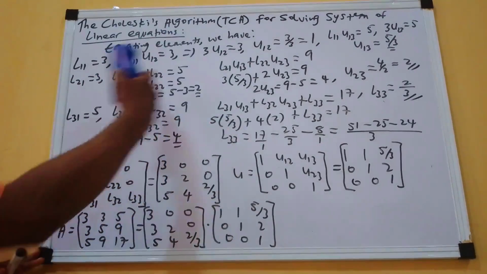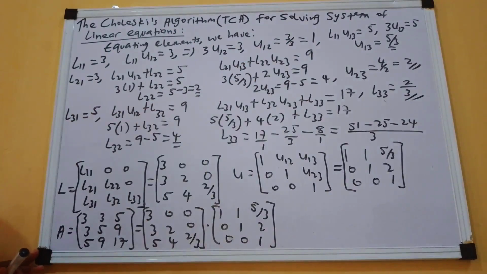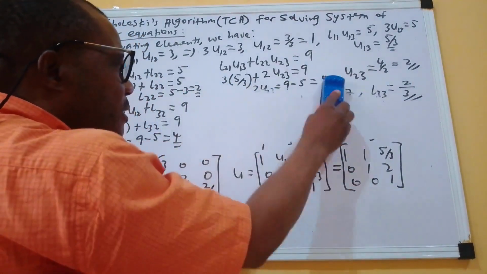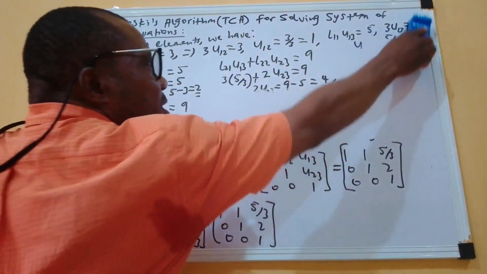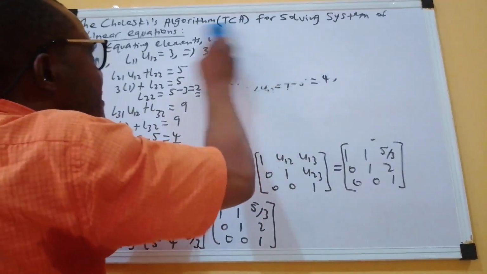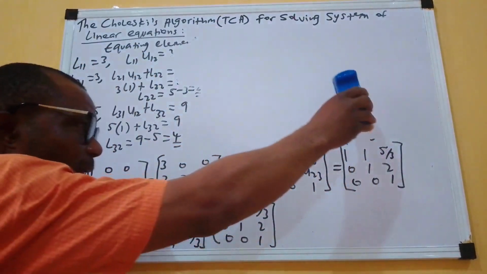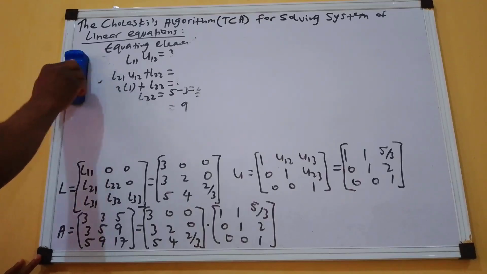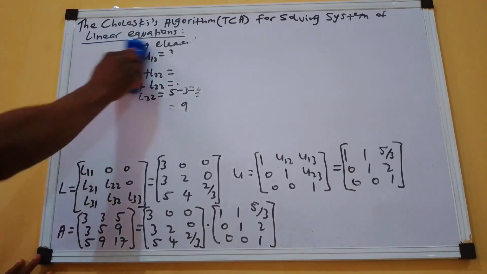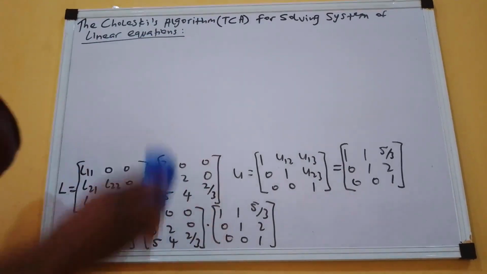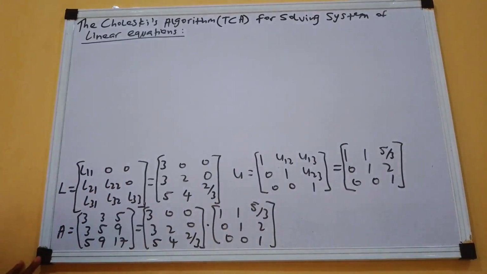Permit me to clean all this. I hope you have taken note of how the L's and the U's were computed. So permit me to go into the next step, which is step 2. Step 2 is not tedious. Likewise, step 3. The main step that has taken our time is step 1, decomposing A into a lower triangular matrix and an upper diagonal matrix.